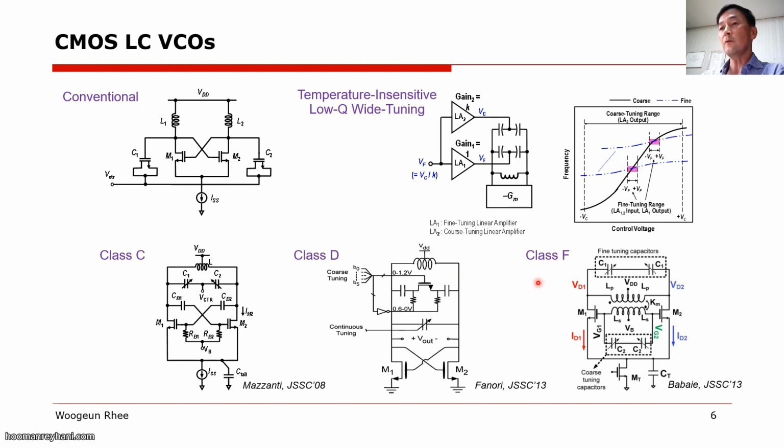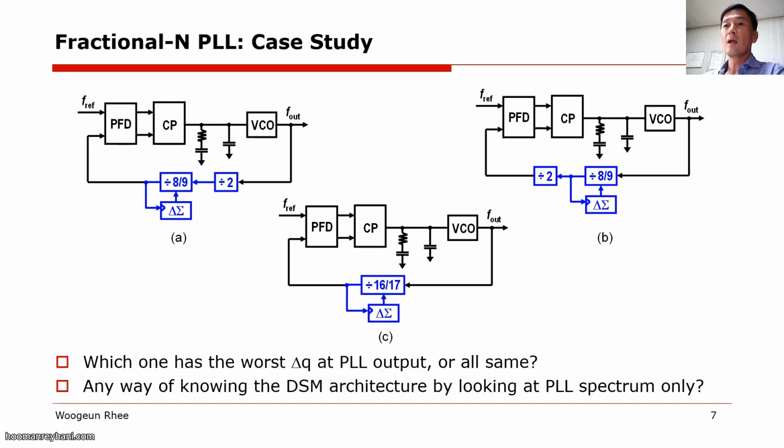And class F is, like the power amplifier, we want to boost the third order harmonic factors so that we can have a steep rising and falling time to improve the figure of merit as well as the power efficiency. And then fractional N PLL we'll study a lot, from the basics to the advanced architectures.